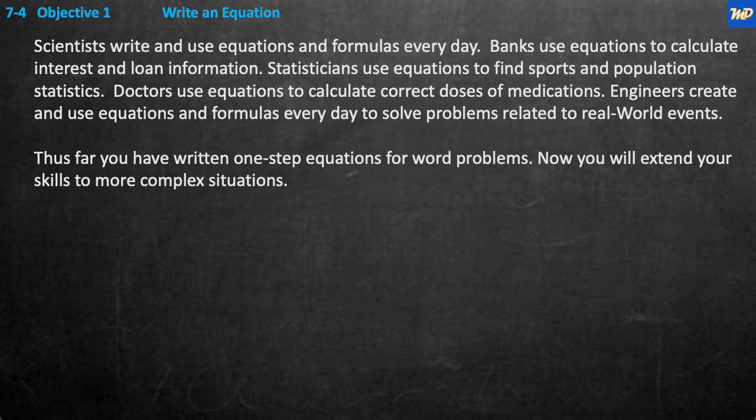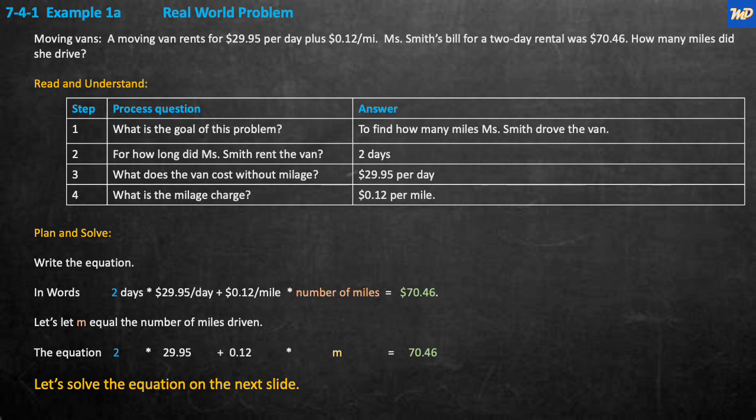Thus far, you have written one-step equations for word problems. Now you'll extend your skills to more complex situations. Our first example here is a real-world problem. It's a problem with moving van bills, and the cost of a moving van.